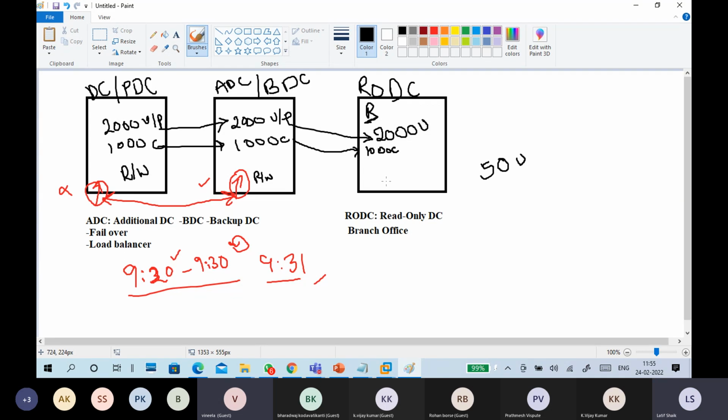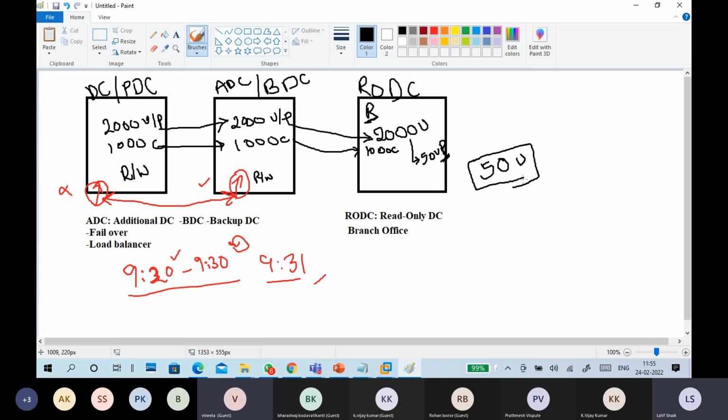Then what is the point here? The point is, out of 2000 users, I will get the passwords of only 50 users. I will get all 2000 users, but I will get passwords for my branch office users only.